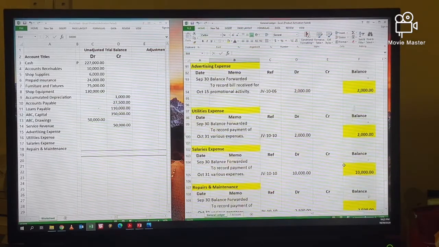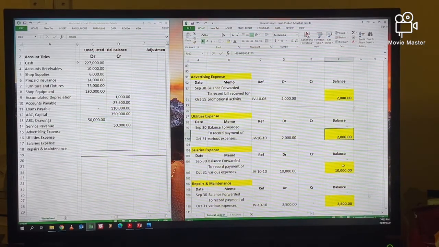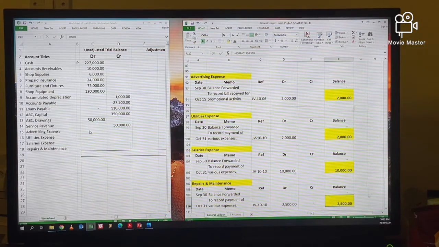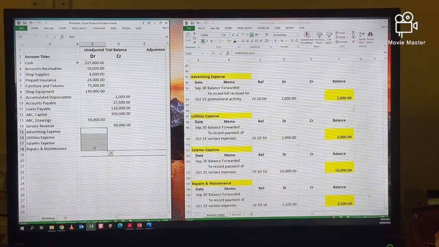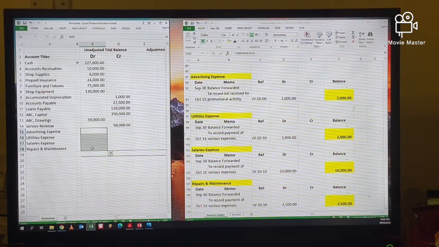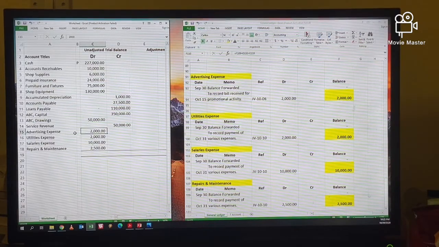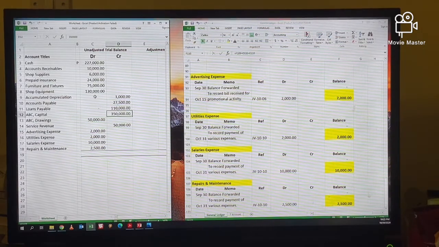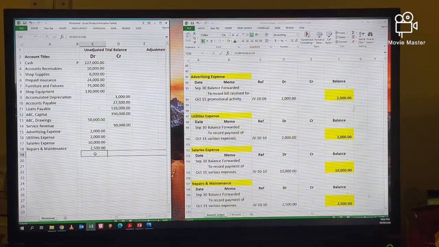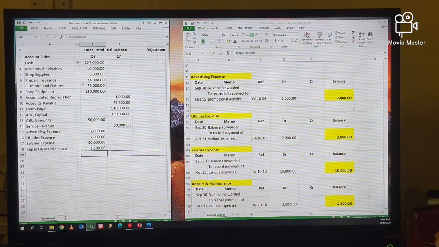Okay, your expenses naman, which is advertising, utilities, salaries, and repairs, this all reduces your net income. So, ibig sabihin, kabaliktaran naman siya ulit ng capital. So, debit balance siya. Okay? Ang reason kung bakit siya debit is kontra siya din ng capital, hindi siya asset. So, kapareho siya ng treatment ng asset, but the reason behind it is because it reduces your capital. Okay, so, i-foot natin or i-total natin ang ating debits. Ang tawag dito ay footing.